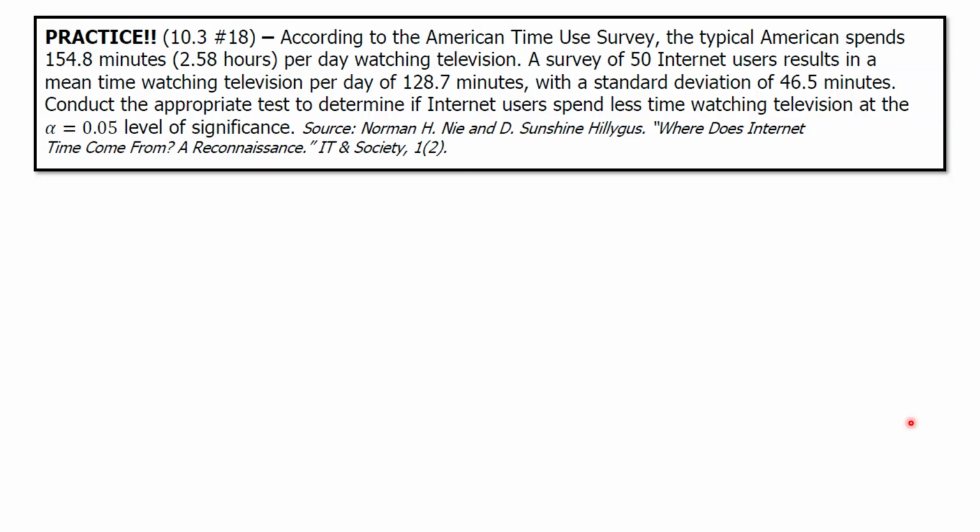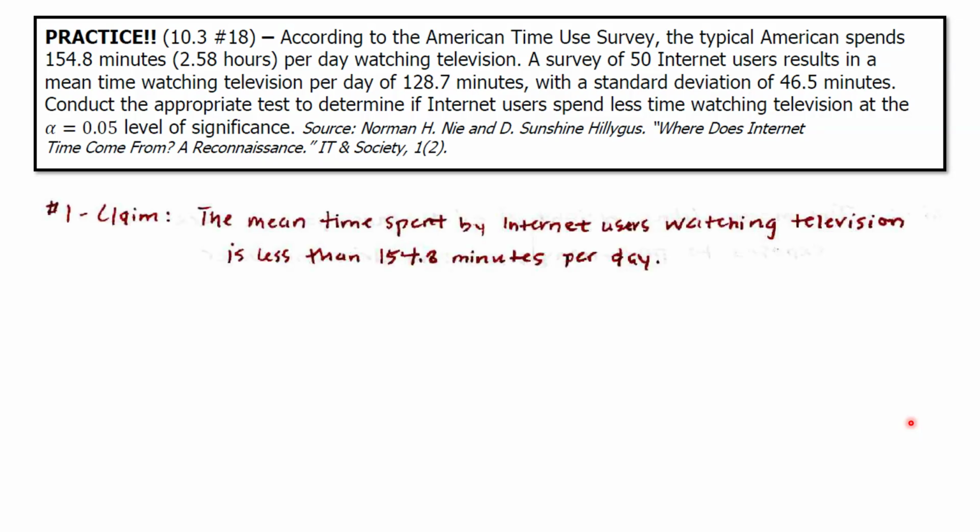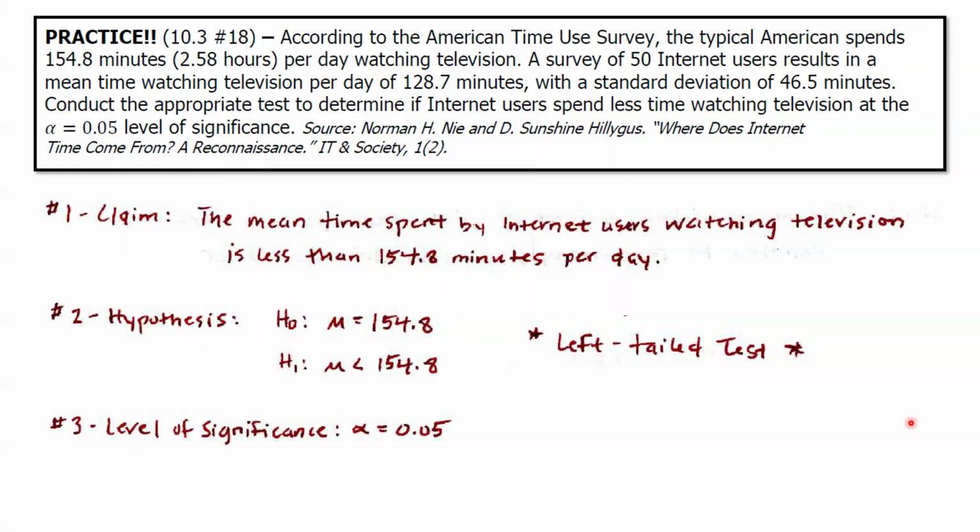Conduct the appropriate test to determine if internet users spend less time watching television at the alpha equals 0.05 level of significance. So your claim should be that the mean time spent by internet users watching television is less than 154.8 minutes per day, which gives you your 2 hypotheses. H naught, your null, is mu equals 154.8, whereas your alternative is that mu is less than 154.8, which makes this a left-tailed test, and your level of significance is alpha equals 0.05.